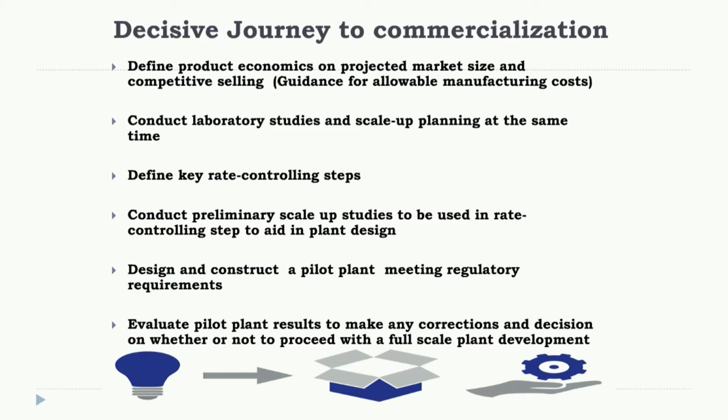We define product economics from the lab scale based on projected market size and competitive selling, what our competitor is selling. This will guide us for the allowable manufacturing cost. What should be our minimum cost for the manufacturing? Because after that involves supply chain cost, marketing cost, and we conduct laboratory studies and scale-up planning at the same time.